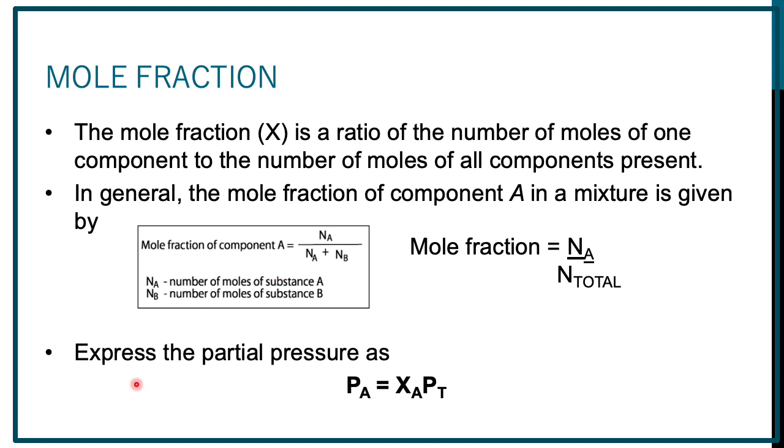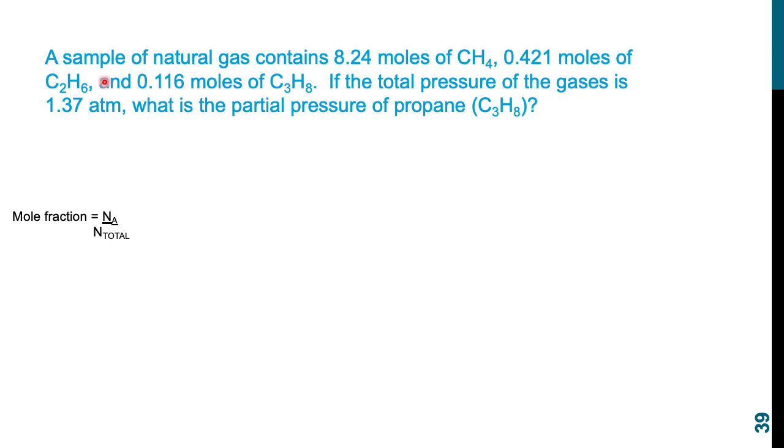So to express the partial pressure when you use mole fraction, the partial pressure for A is equal to XA, the mole fraction for A, multiplied by the total pressure. Okay. So pressure for A equals mole fraction for A multiplied by pressure total. Okay, I give an example here.